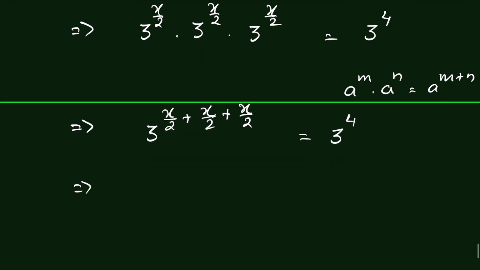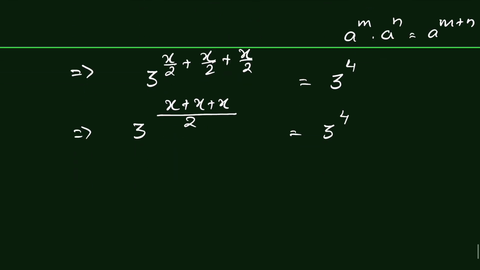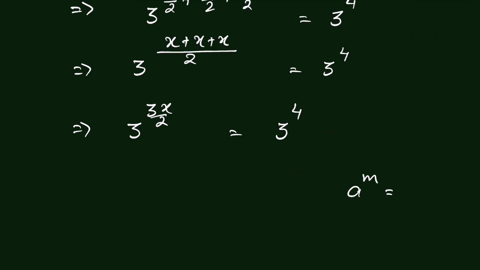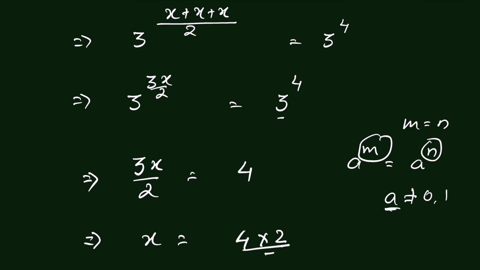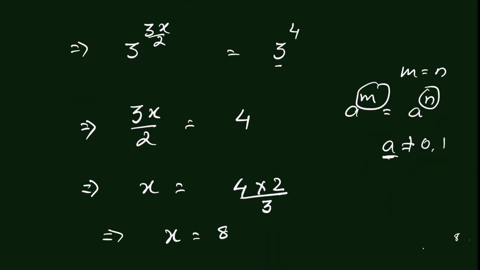Now let's add the exponents. Common denominator is 2, so it will be x plus x plus x, so 3 to the power 3x upon 2 is equal to 3 to the power 4. Now there is a rule: if a to the power m is equal to a to the power n and a is not equal to 0 or 1, here a is 3, then m is equal to n. Therefore 3x upon 2 is equal to 4, or x is equal to 4 times 2 upon 3. Therefore x is equal to 8 upon 3.